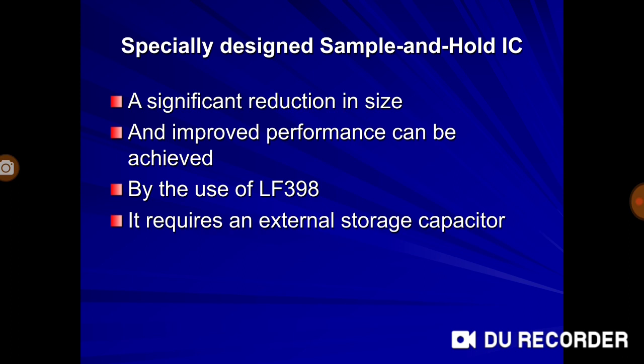We know that op amps are being used for this, and there are specially designed sample and hold ICs using op amps. These ICs have a specific advantage because they significantly reduce the size. If we try to design it using a simple op amp 741 and all that, it will be quite a bulky thing. But the specially designed ICs have reduced size and improved performance. The IC number is LF398, and it requires an external storage capacitor.